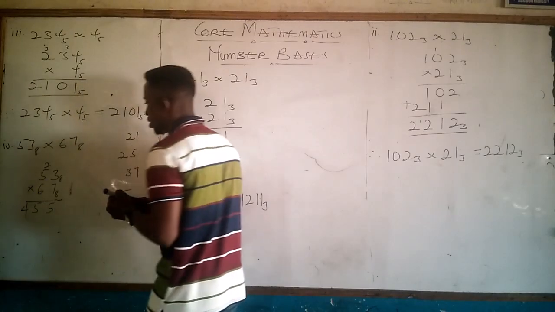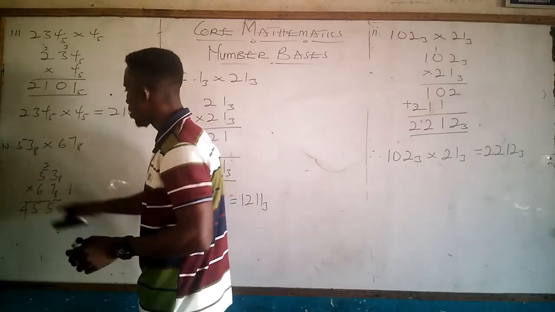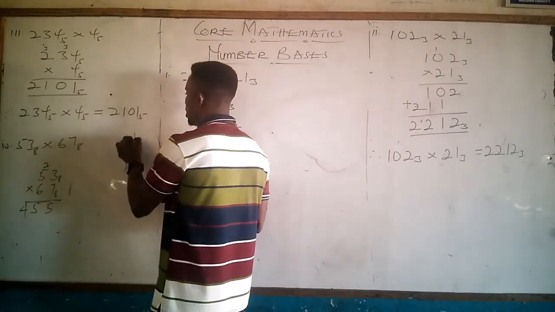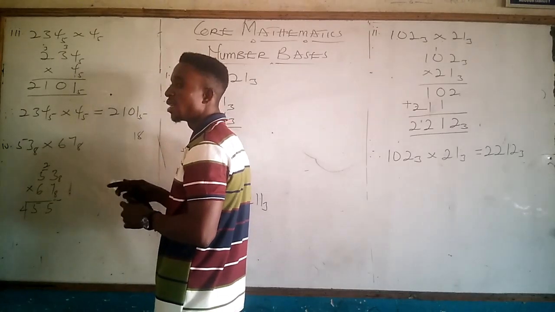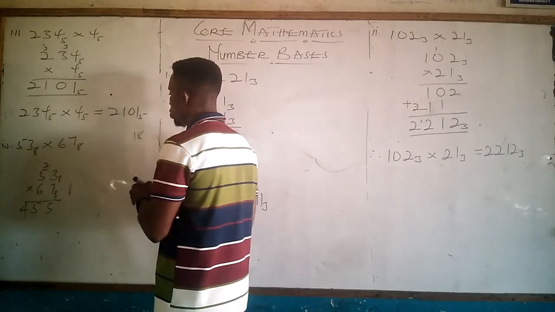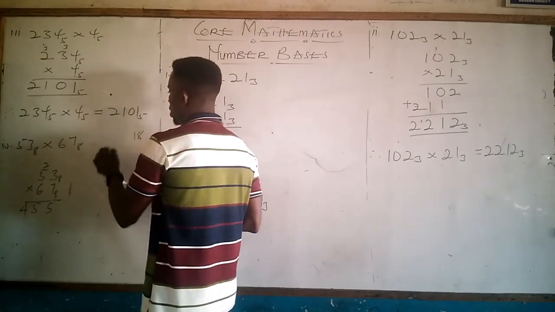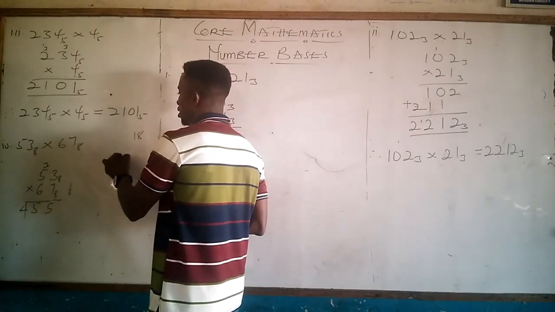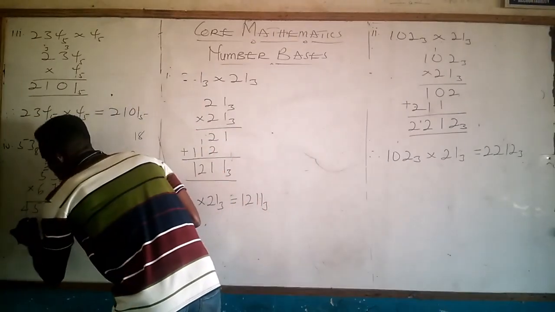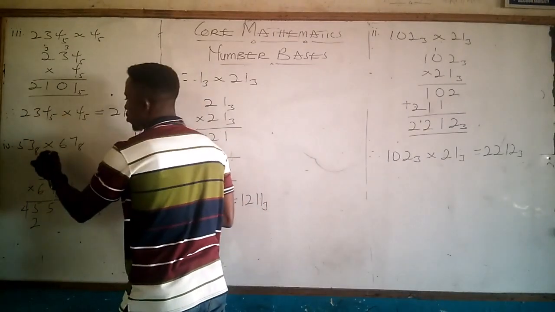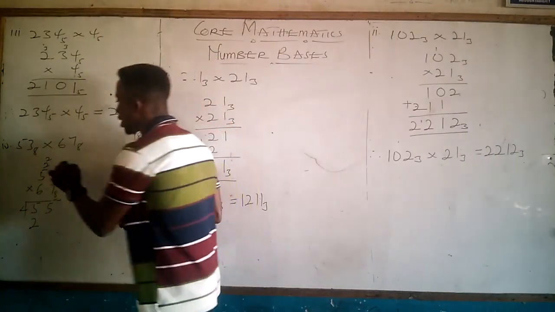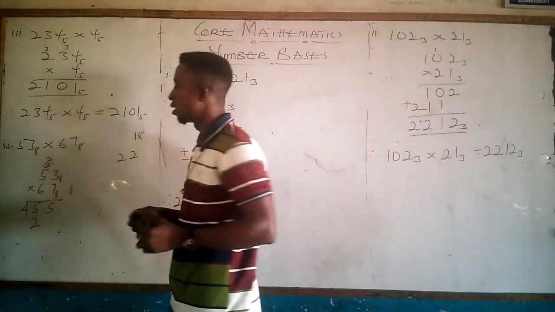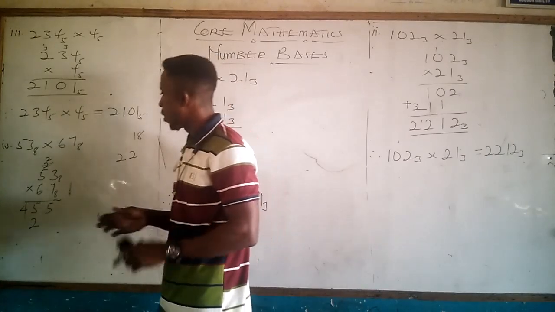So 3, 6. That one is 6 times 3, and that one is 18. So how many groups of 8 can we have in 18? That is 2. So 8 times 2 is what? 16. Then remainder 2. So I can write my 2 here. Then I bring the 2 left on top. So we are done with this one, and we are taking the top one. Are we getting that? Okay.